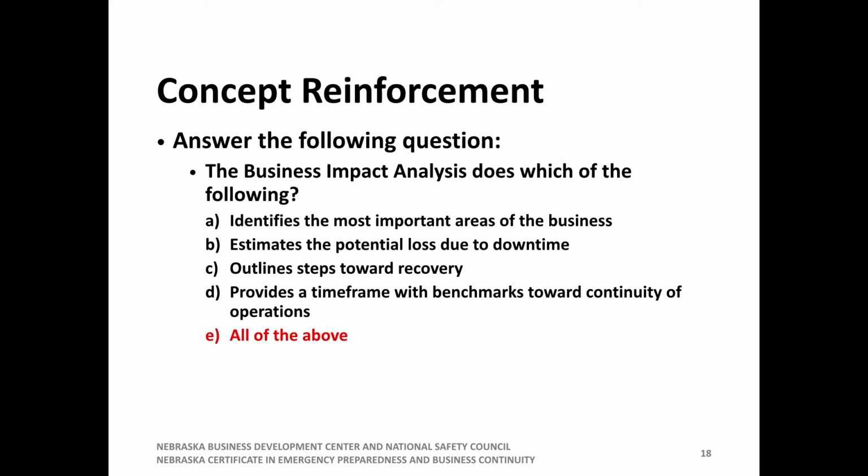The answer is E, all of the above. The BIA identifies the most important areas of the business. It also estimates the potential loss due to downtime or other disruptions, as well as identifying acceptable losses. The BIA also outlines steps towards recovery and provides a time frame with benchmarks toward continuity of operations. And the BIA also is used to identify important recovery documentation as well, some of which may be required by insurance companies or the federal government when applying for disaster recovery assistance.